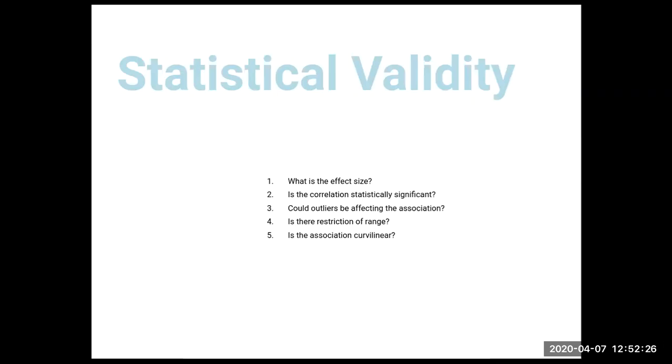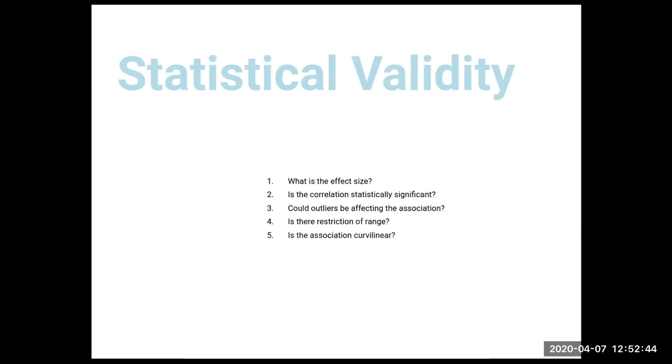What about statistical validity? We talk about things like effect size, which is related to sample size. We ask the question if the correlation is statistically significant, even in an R value or a T value. T value right away gives you that alpha level of whatever it is.